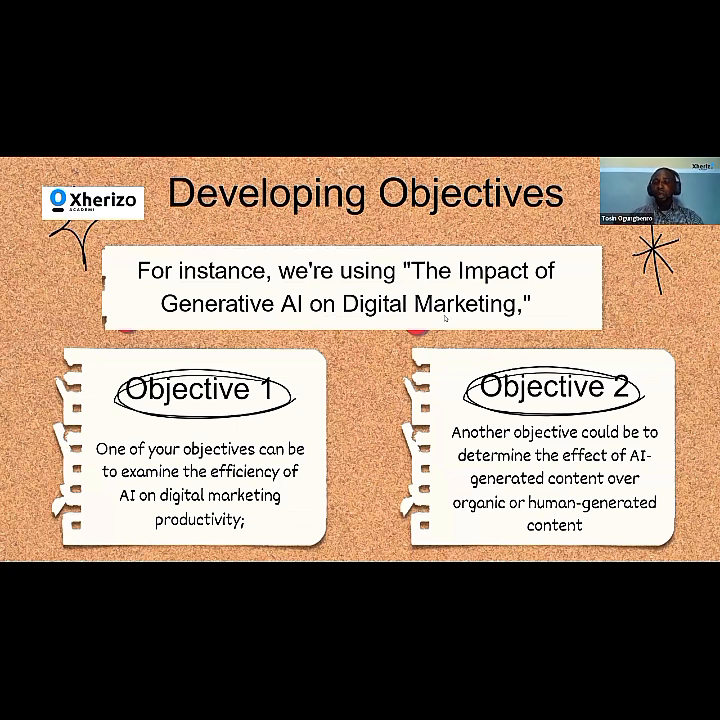But for digital marketing, the variables that we can use involve content generation. It involves content creation speed, content personalization, and engagement rates. So those are our variables, and our variables will reflect in our objective.